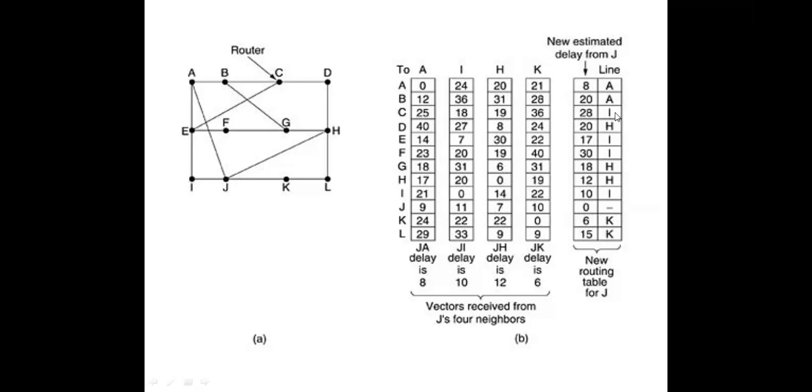So J to C via I is 28. 28 is the shortest, right? J to C via H is 31. So 28 is the shortest one. Likewise, we need to construct the J routing table. So this is called a distance vector routing table. Based upon the routing tables of the neighbors, we can calculate the best path to reach the destination. So this is the distance vector routing algorithm.